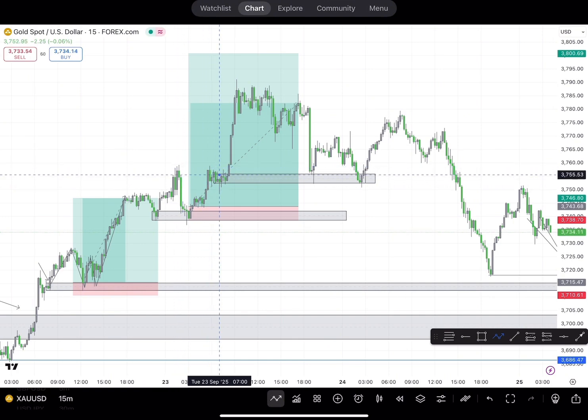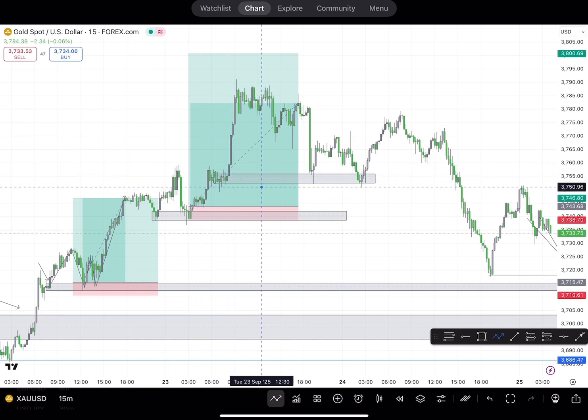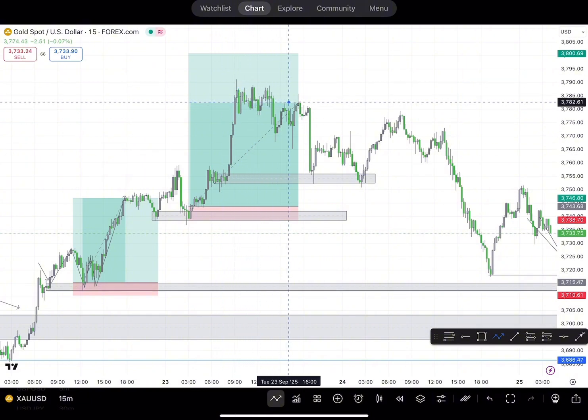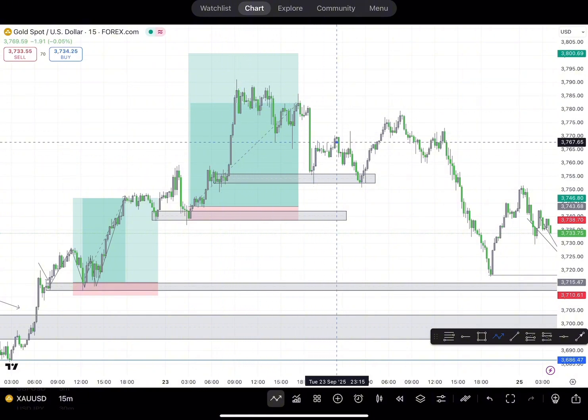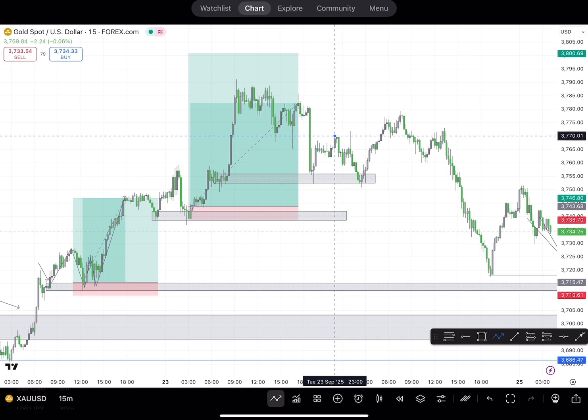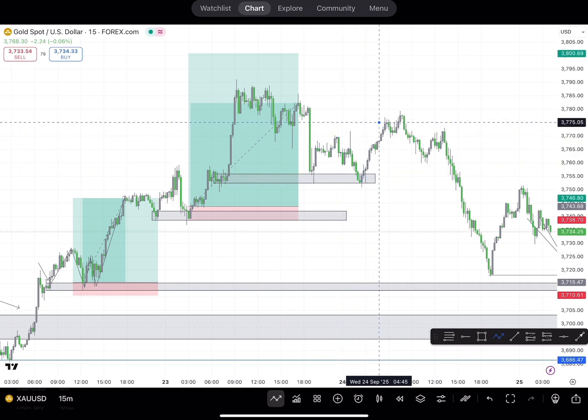So we had a pullback. This was the candle, this green candle before this fair value gap. Then price broke structure to the upside. You can see how price reacted, came back to the zone. It bought a little to this side, then it came back to the zone again, then it bought.